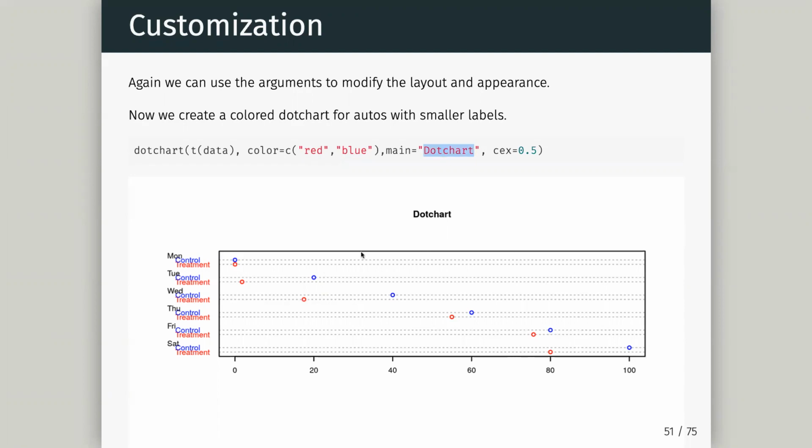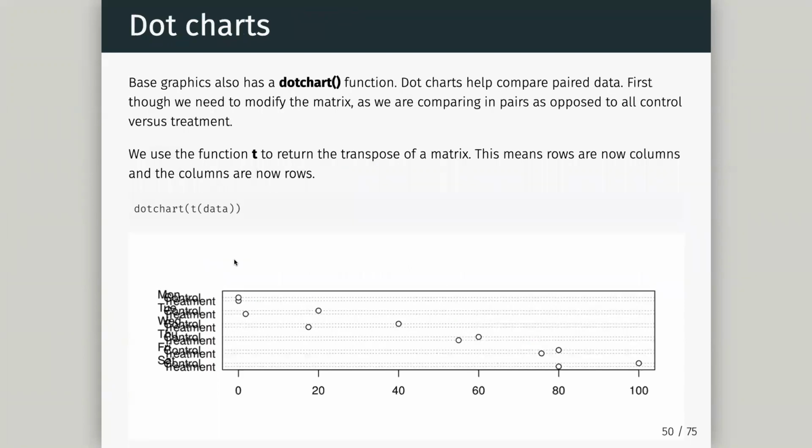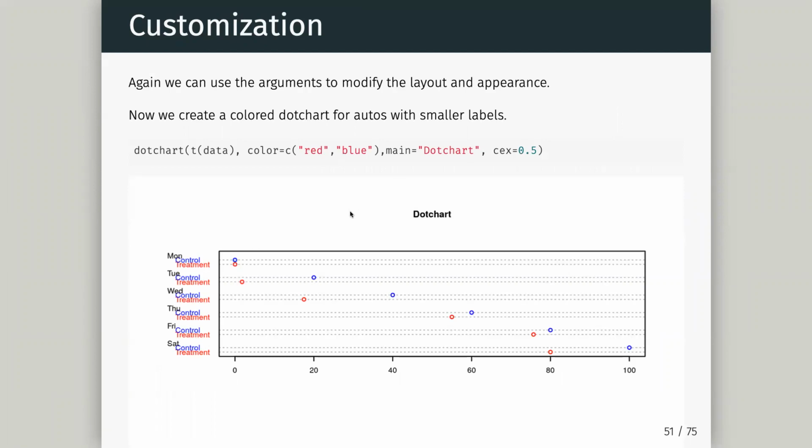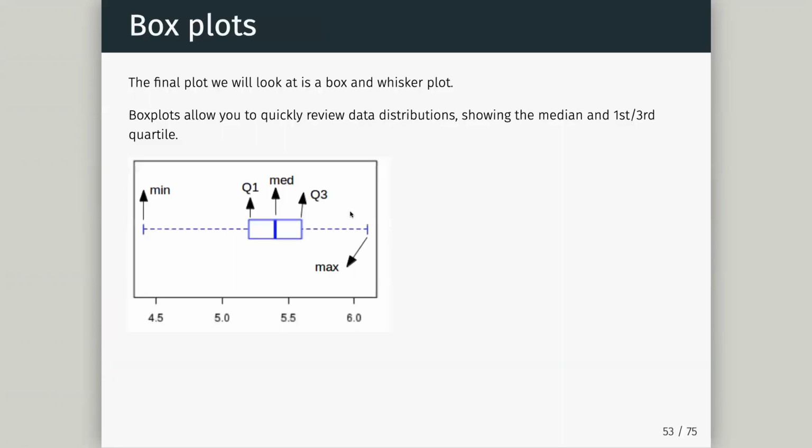I can give it a main title, like with a lot of the plot functions. And finally, I can give it the character expansion, and that will control both these labels, but also these points. Whereas there, it was kind of messy, it's overlapping. By changing the character expansion, they get smaller, they don't overlap, they're a lot more readable. Okay, so the final plot I want to talk about today is boxplots.